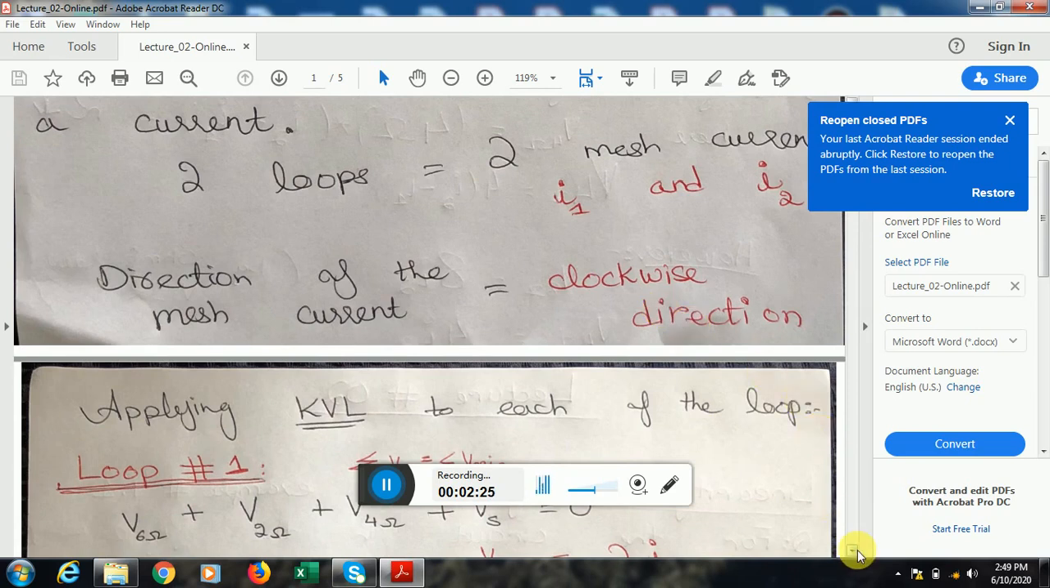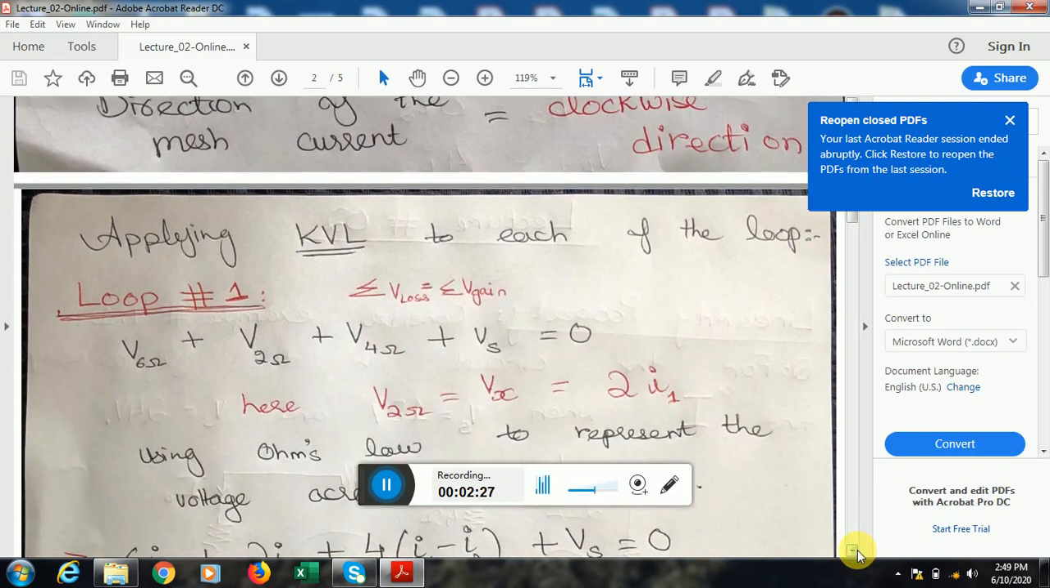In each loop, we apply Kirchhoff voltage law, which we summarize as KVL. The statement of Kirchhoff voltage law is that the summation of voltage losses across a loop or a mesh is equal to the voltage gain across that particular loop. So we have 4 elements in the first loop: a 6 ohm resistor, then a 2 ohm resistor, then a 4 ohm resistor, which is being shared by loop 1 and loop 2, and a voltage source. And I just told you that voltage Vx is equal to 2I1.